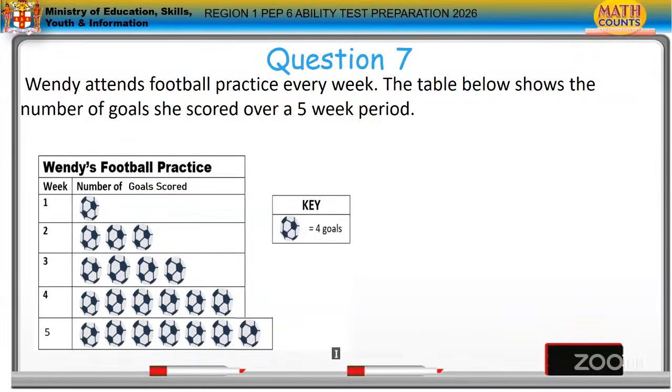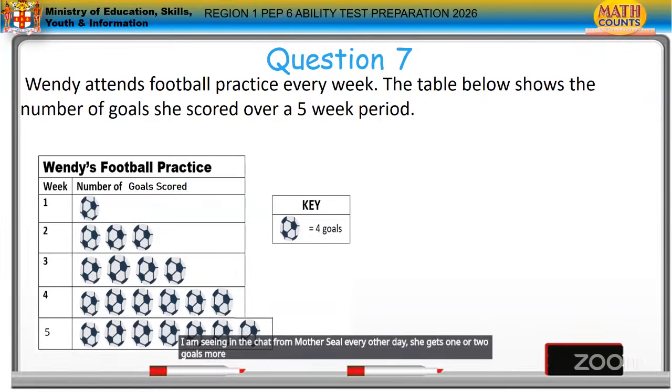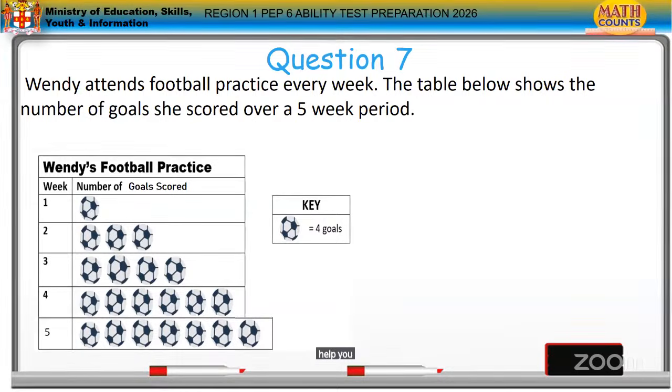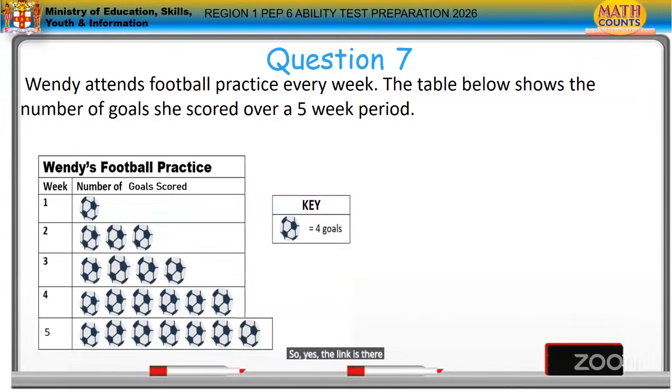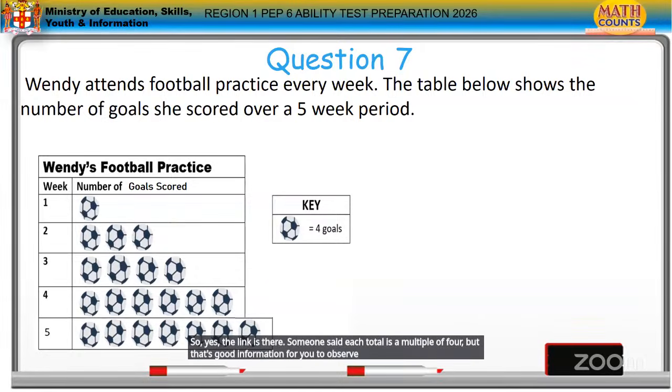I am seeing in the chat from Mother Sil, every other day she gets 1 or 2 goals more. You want to look at that. Look at the key, Miss Mother Sil, and that will help you to fix that up some more. For those of you who typed the answer in the chat, I'm going to bypass that. Someone said each total is a multiple of 4, but that's good information for you to observe. So thank you for that observation.